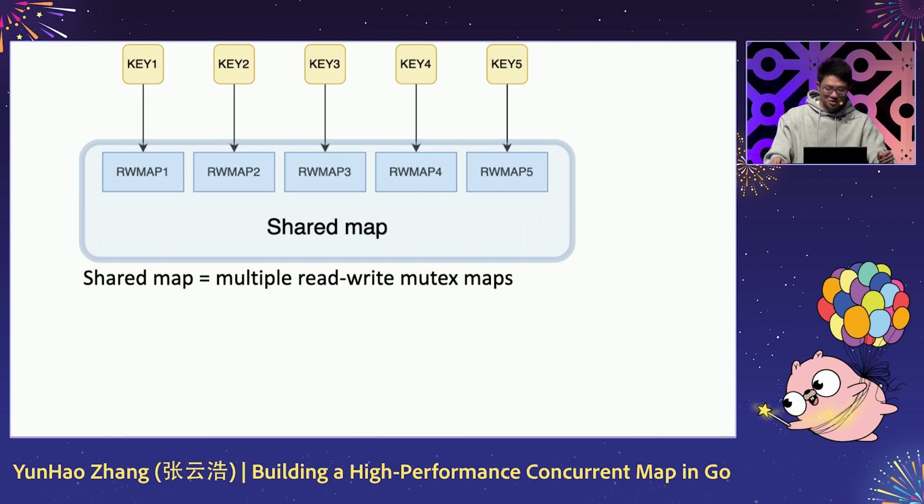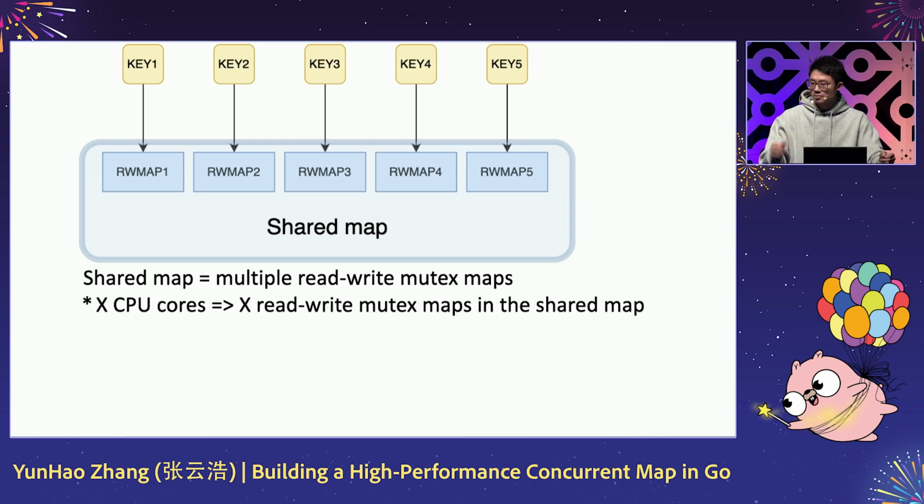At this point, we still have two issues to address. The first one is, how many maps do we need to create to build the shared map? In Go, you can run coroutines equal to the number of your CPU cores concurrently. So we usually create maps equal to the number of your CPU cores.